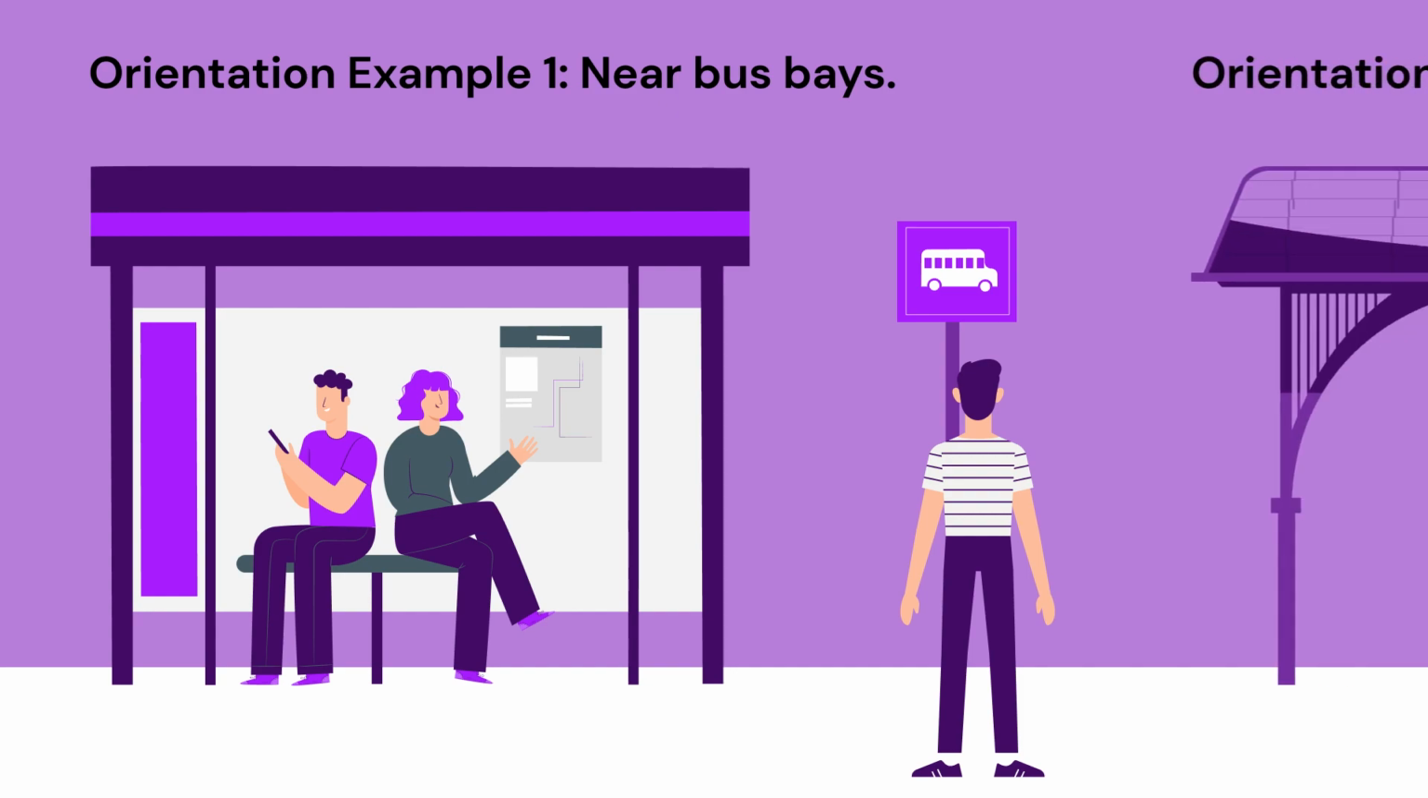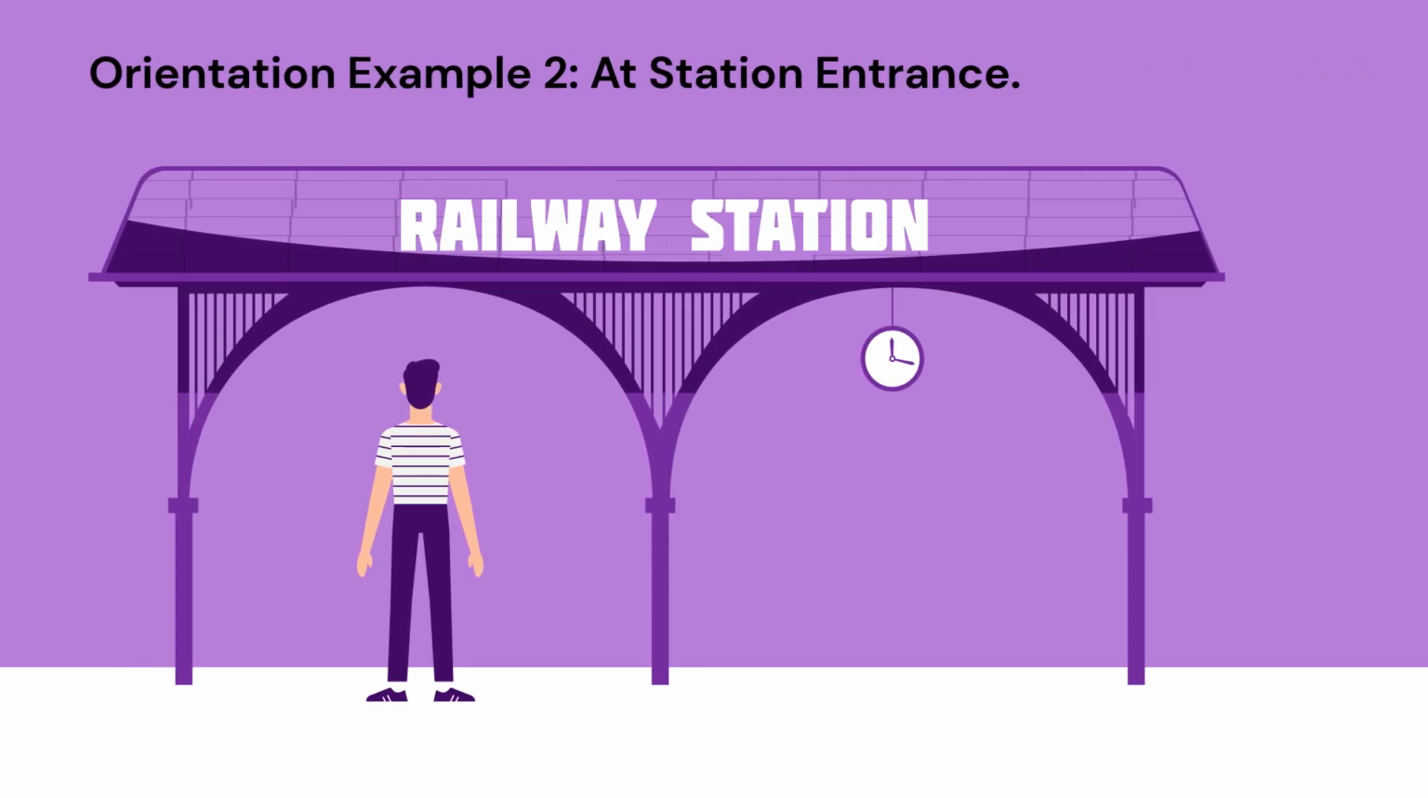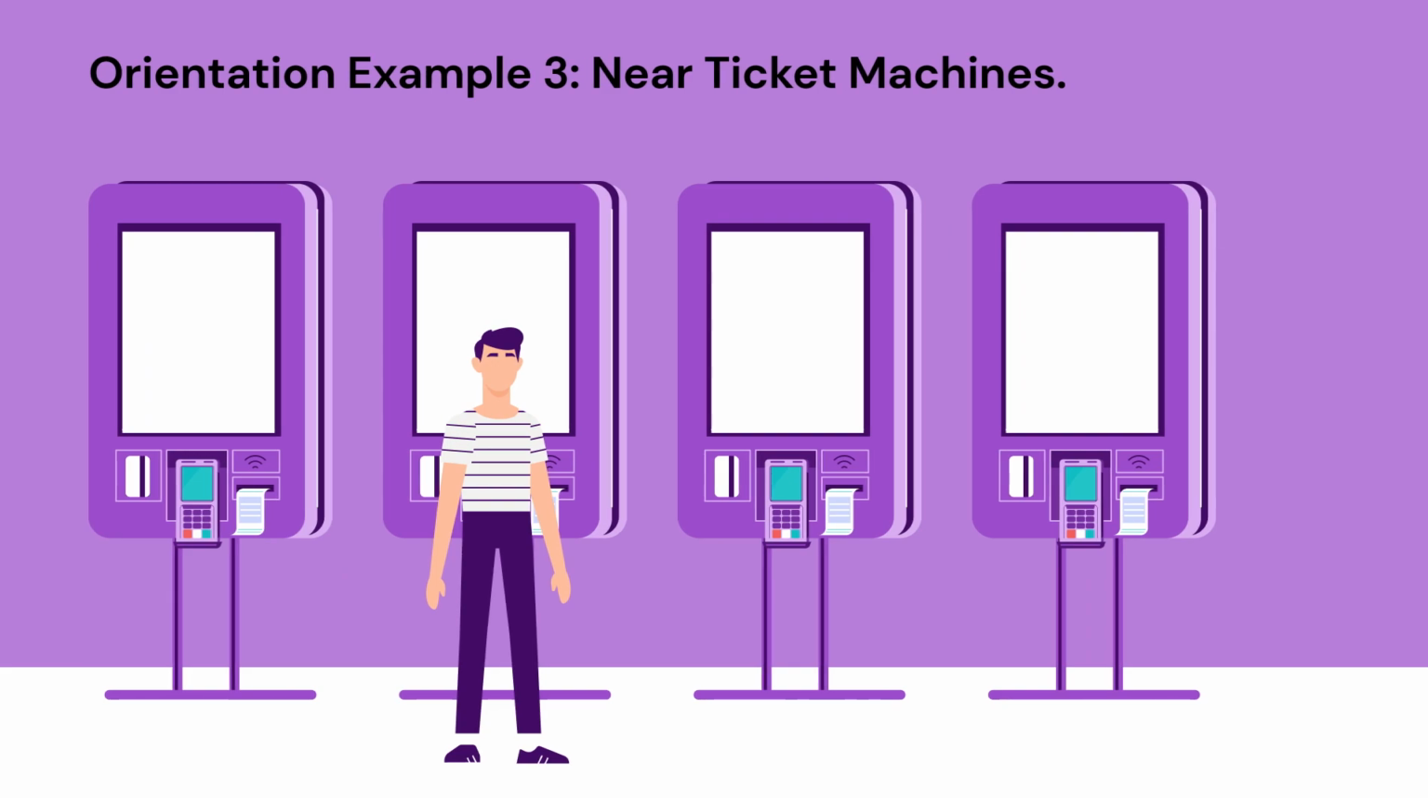Orientation example 2. At the station entrance. Enter the station and orient yourself with your back towards the entrance near North Sycamore Street and prepare for your first instruction. Orientation example 3. Near ticket machines. Orientate yourself with your back towards the ticket machines and prepare for your first instruction.